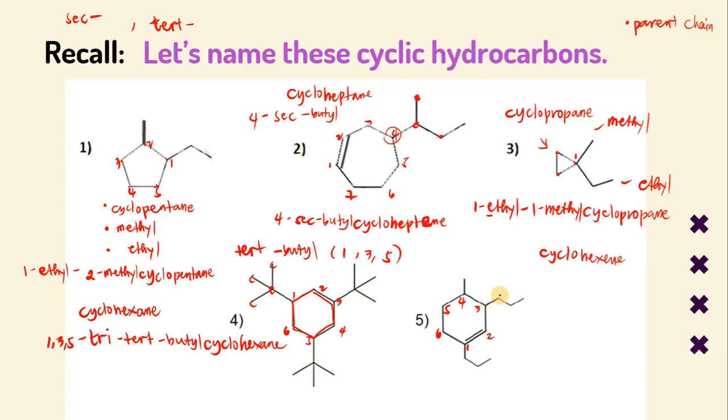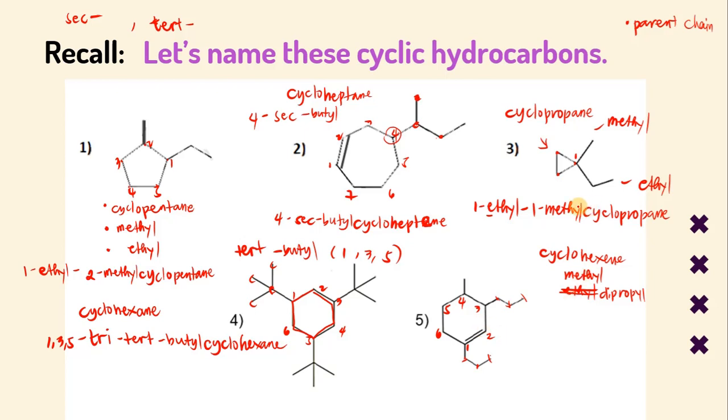Then your branches: you have a methyl, you have an ethyl, and what is this? 1, 2, 3. This is not an ethyl, but actually a propyl. But how many do you have? This one here and this one here. So it's a dipropyl. So now let's give the name.